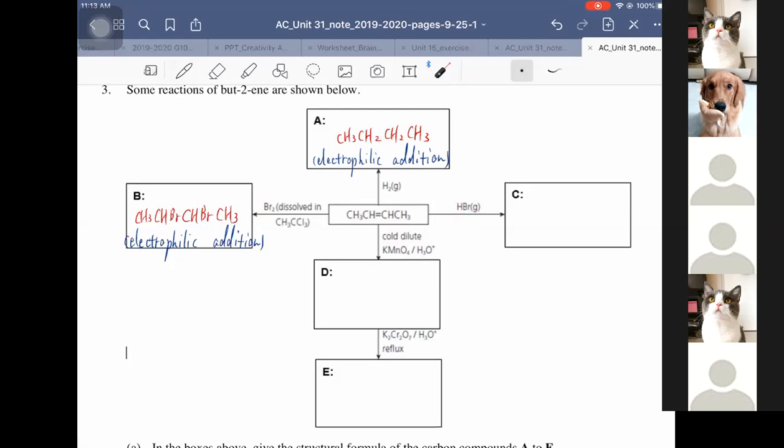But in this case, we need to consider which side it's going to add on. But since we have a symmetrical molecule, you can just draw either side. So the product would be CH3CHBrCH2CH3. Okay, so again for this one, electrophilic addition.